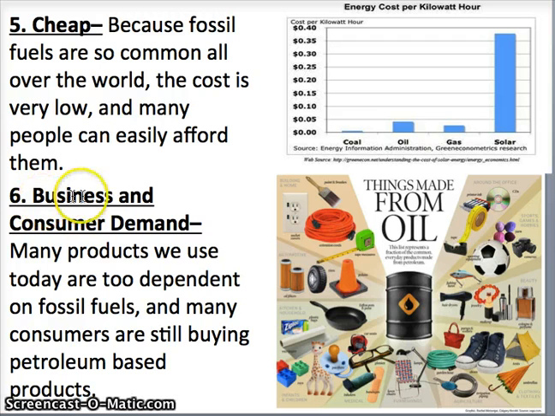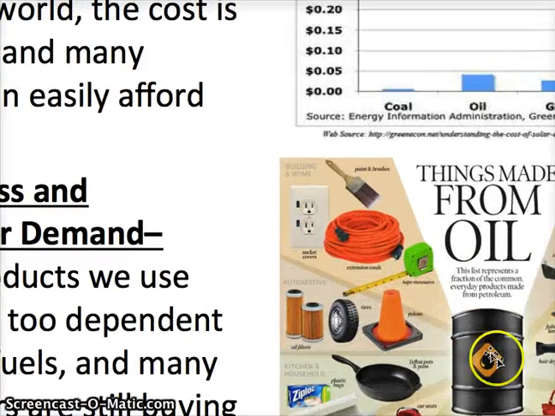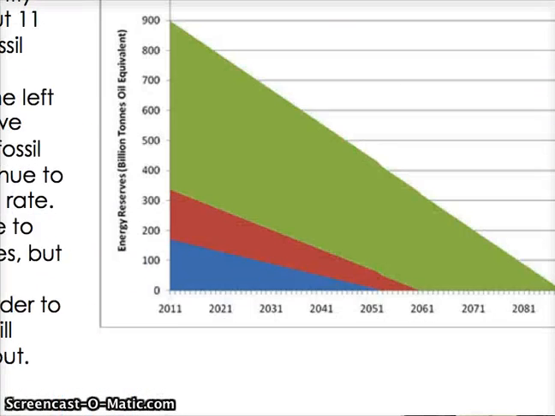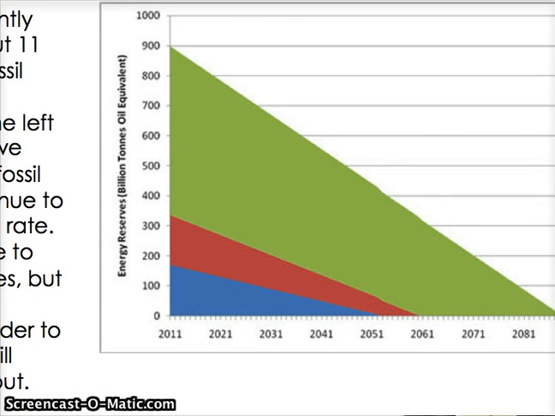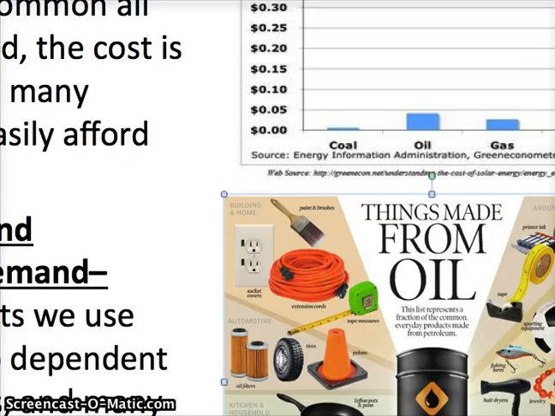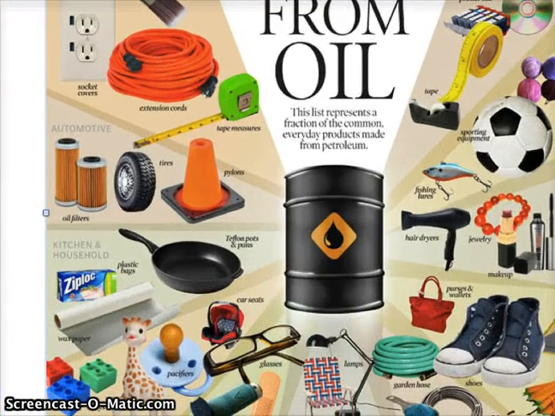Finally, reason number 6 is business and consumer demand. A lot of the products that we use today are really dependent on fossil fuels. This picture shows you all the items. Let me just move this around a little bit for you. A lot of the items that we use today in our world are made from oil, petroleum, and here are some items that you may find familiar. And as long as we have consumers that are consistently consuming these products, fossil fuels will continue to be used.